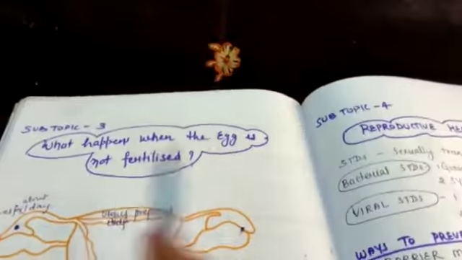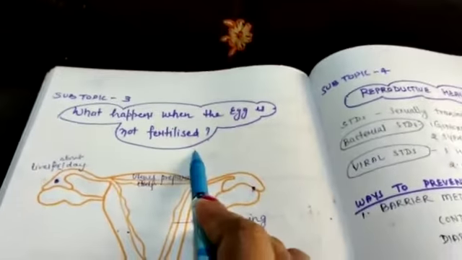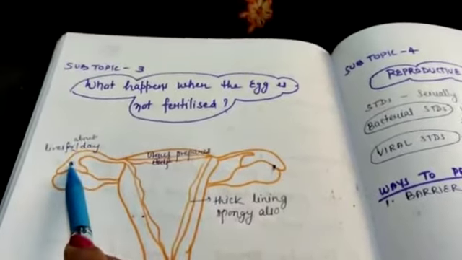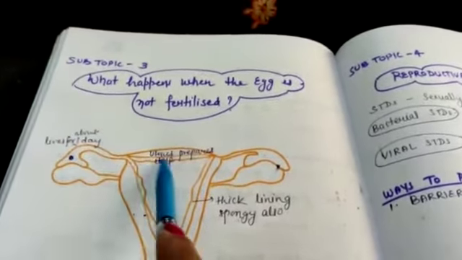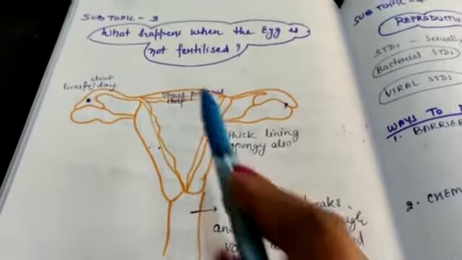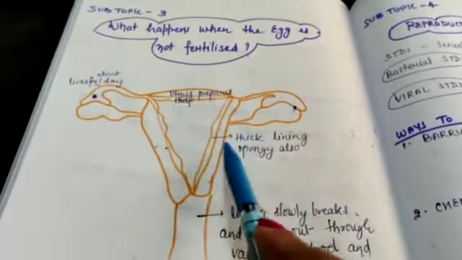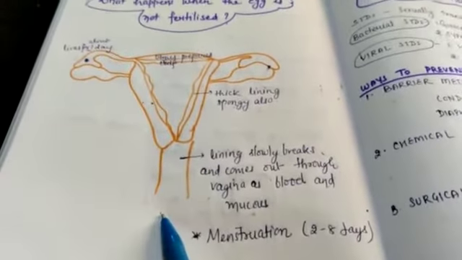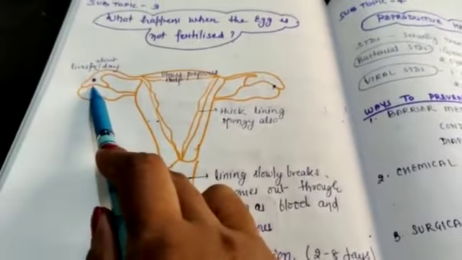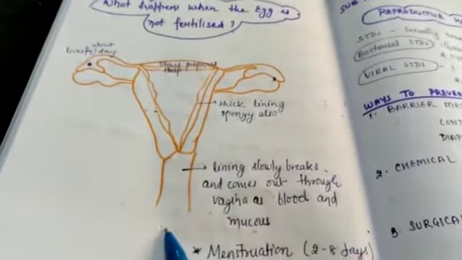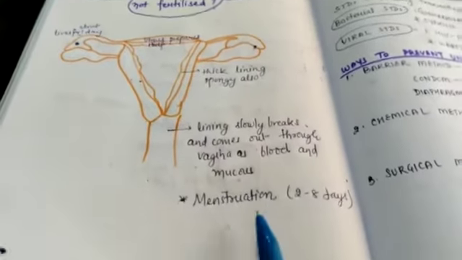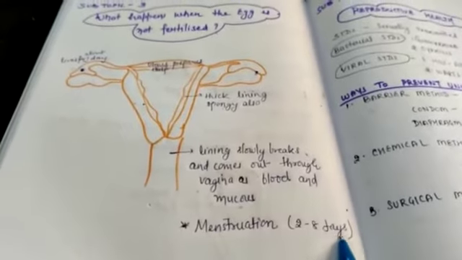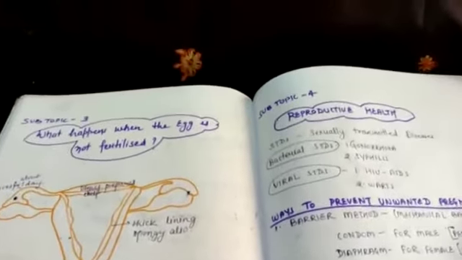And here one of the topics is left, this is your topic number 4. What happens when the egg is not fertilized? So one ovary releases one egg. If this egg is not fertilized, then this egg comes out through the body of the female, and the uterus lining also comes out. This thick lining of the uterus also comes out from the body in the form of blood, right? So this unfertilized egg along with the lining of the uterus comes out in the form of blood. This is known as menstruation. This occurs in the body of the female, and it lasts for 2 to 8 days. This is the whole of subtopic number 4.